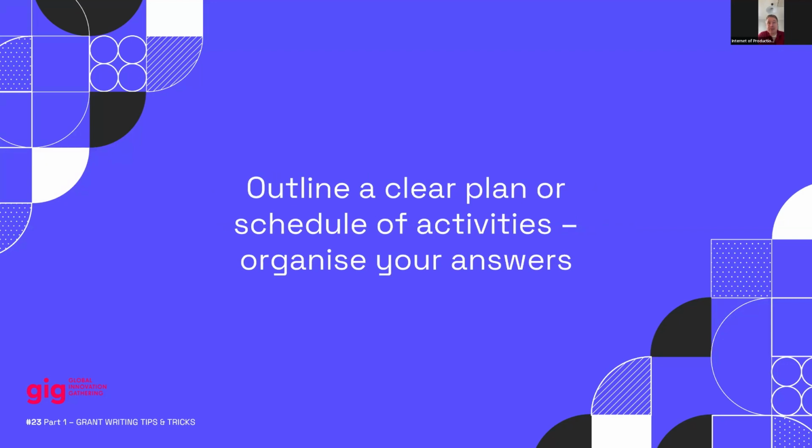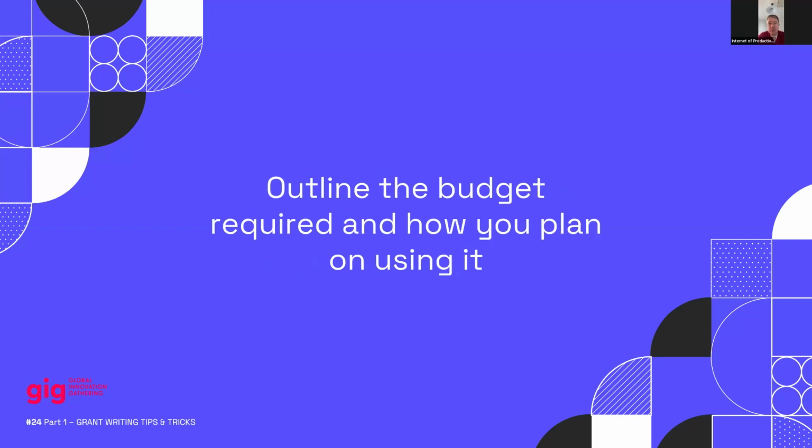Outline a clear plan or schedule of activities, organizing your answers. Being unclear about what you plan to do is a cardinal sin in fundraising. And yeah, it's really difficult to do that. I'm going to show you some examples of how I've done that. It's difficult to do that if the project isn't the most obvious thing, or if part of the project is to figure out what you're going to do during the project. But yeah, there's ways of organizing your answers there. So we'll cover that in a bit more depth with some examples in the session. But yeah, trying to be clear what you're actually going to do is good advice.